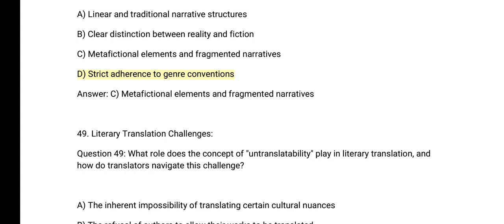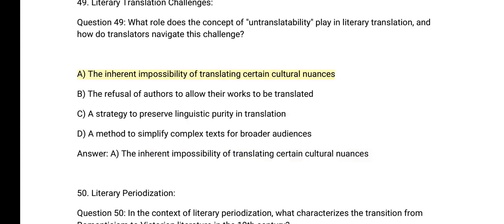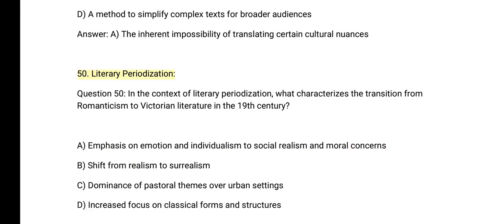49. Literary translation challenges. Question 49. What role does the concept of untranslatability play in literary translation, and how do translators navigate this challenge? A. The inherent impossibility of translating certain cultural nuances. B. The refusal of authors to allow their works to be translated. C. A strategy to preserve linguistic purity in translation. D. A method to simplify complex texts for broader audiences. Answer: A. The inherent impossibility of translating certain cultural nuances.